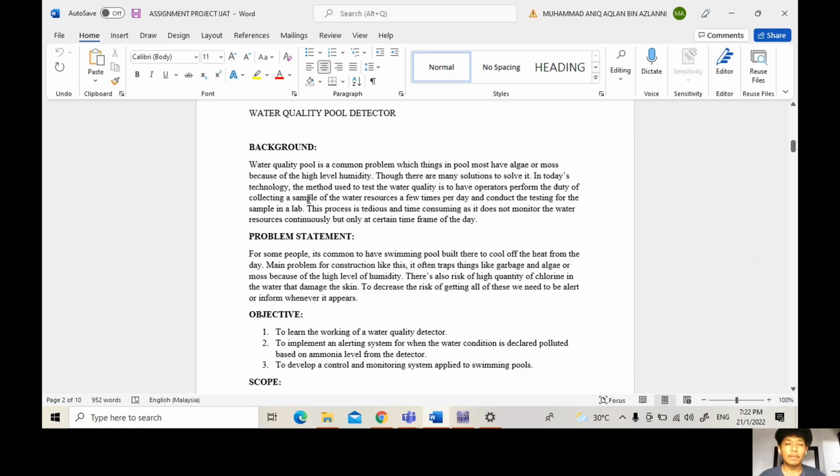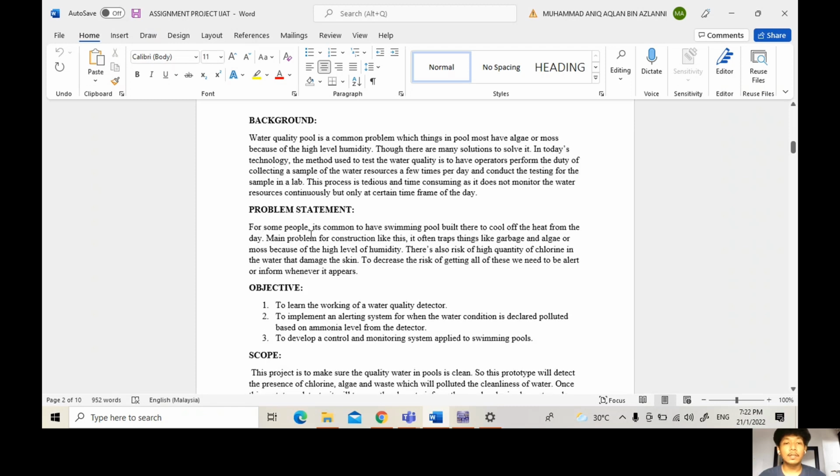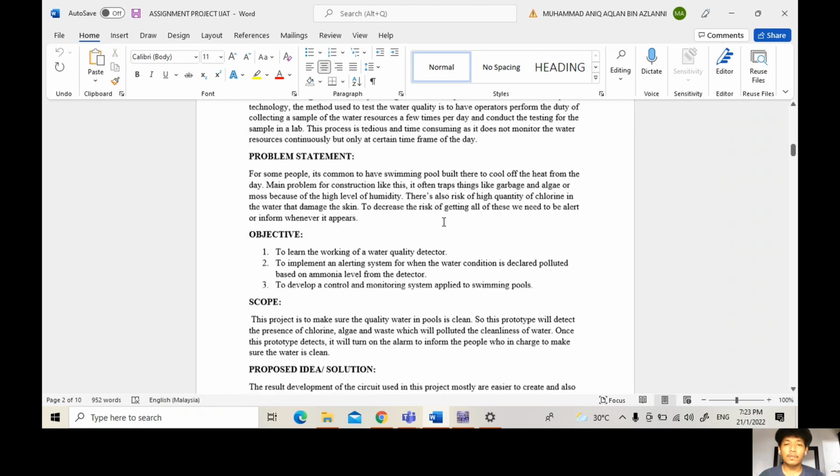The problem statement for this project is that for some people, it's common to have a swimming pool to cool off from the heat of the day. The main problem for a construction like this is that it often traps things like garbage and algae or moss because of the high level of humidity. There's also the risk of a high quantity of chlorine in the water that damages the skin. To decrease the risk of all this, we need to be alert or informed whenever it appears.